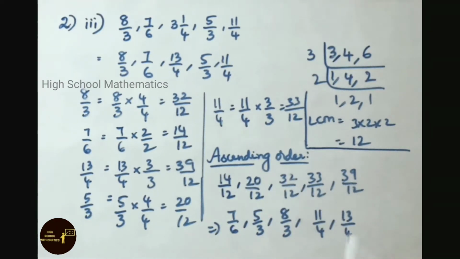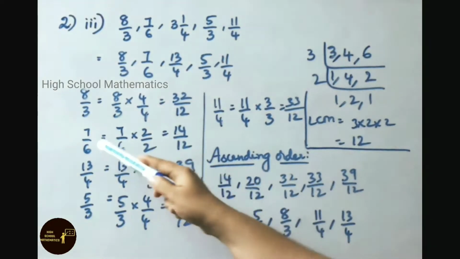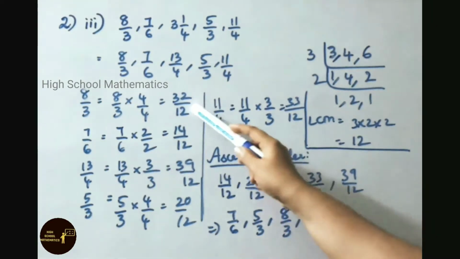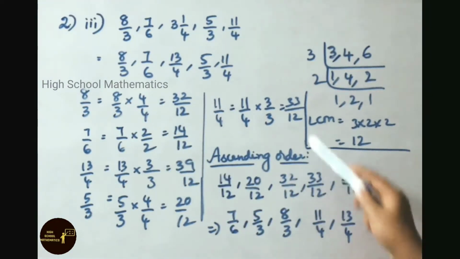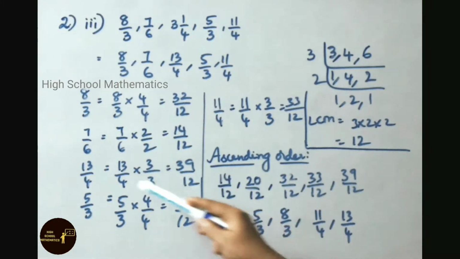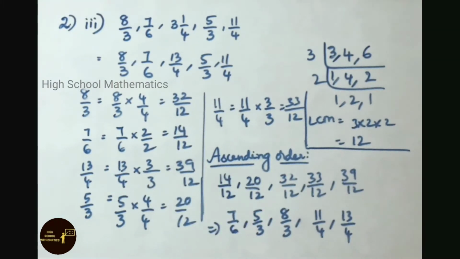Now let us write their original fractions here. 14 by 12 means 7 by 6. 20 by 12 means 5 by 3. 32 by 12 means 8 by 3. 33 by 12 means 11 by 4. 39 by 12 is 13 by 4. So the ascending order of the third sum is 7 by 6, 5 by 3, 8 by 3, 11 by 4 and 13 by 4.